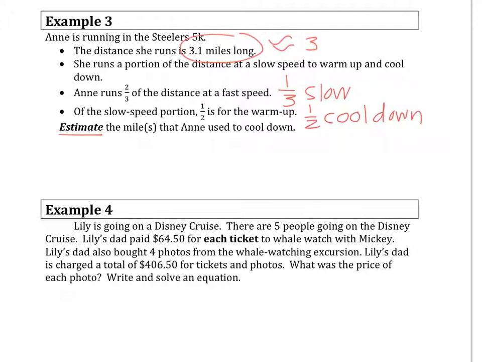Okay, so let's go back to our fractions. 3 miles. 1/3 of the 3 miles is for the slow portion. That would be 1 mile is going to be run slowly. Half for the warm-up, half for the cool-down. What's half of a mile? Also half of a mile, or 0.5, and so half of a mile was used to cool down.